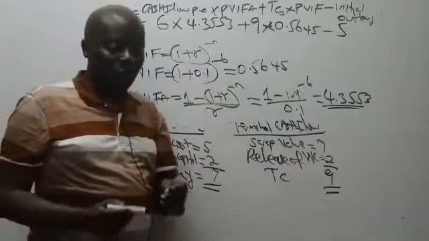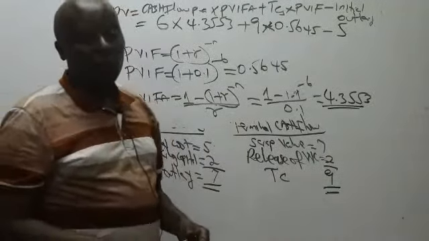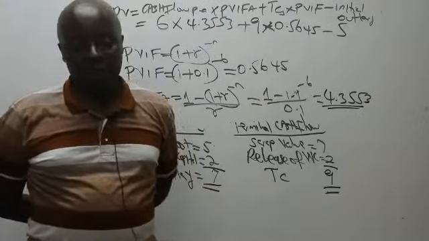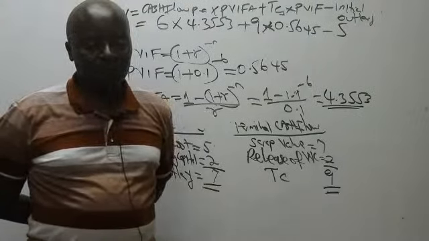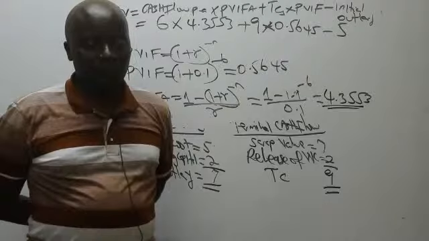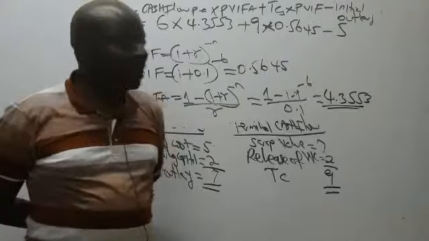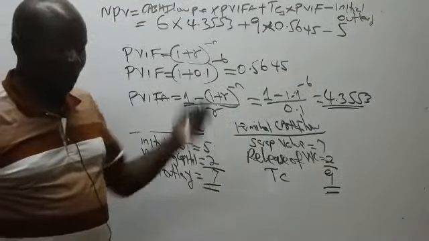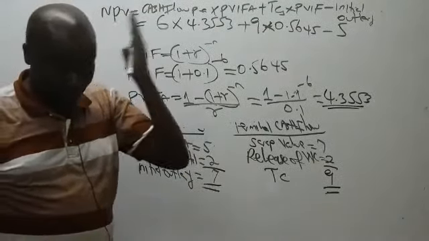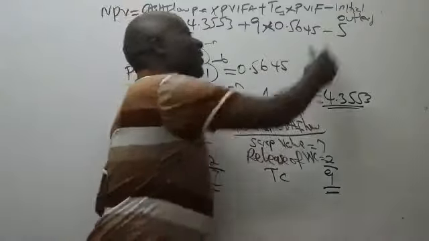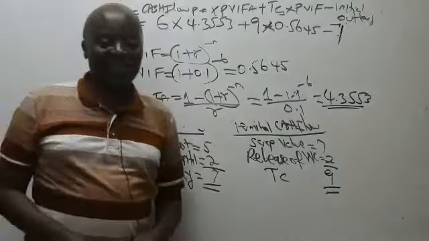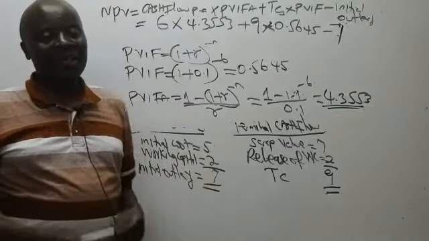Could you kindly give me the final answer? Silvanus says the initial outlay is here. I'm stupid. Initial outlay is 7. Thank you.